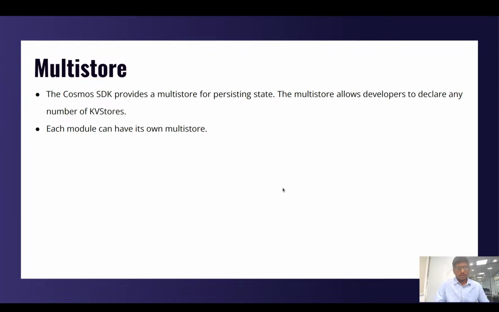Next, multi-store. In the Cosmos SDK, a key-value store is available, so in that store we'll be storing the data in key-value format. As we discussed, in the Cosmos SDK everything is modular, so each and every module has its own multi-store. In order to interact with the store, we use the concept of keepers. A keeper is used for interacting with the stores, and it also helps in interacting with the stores of other modules.